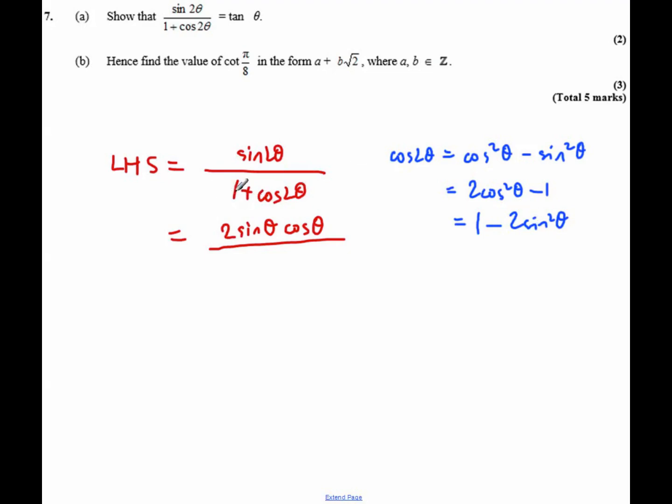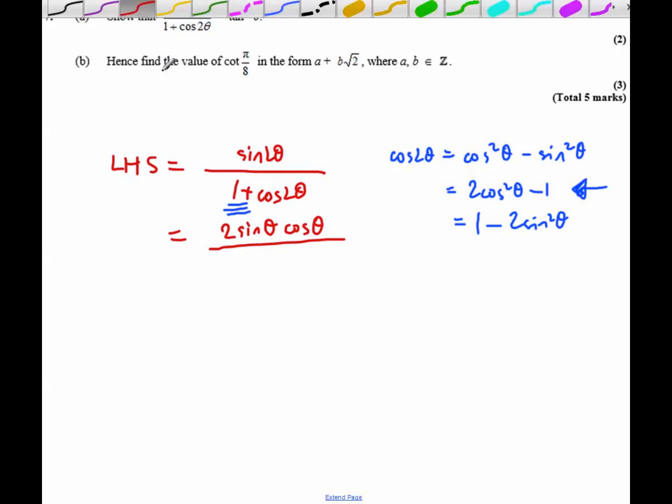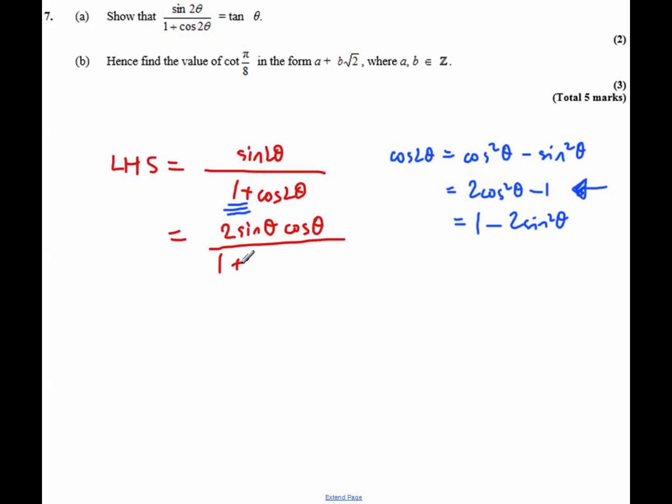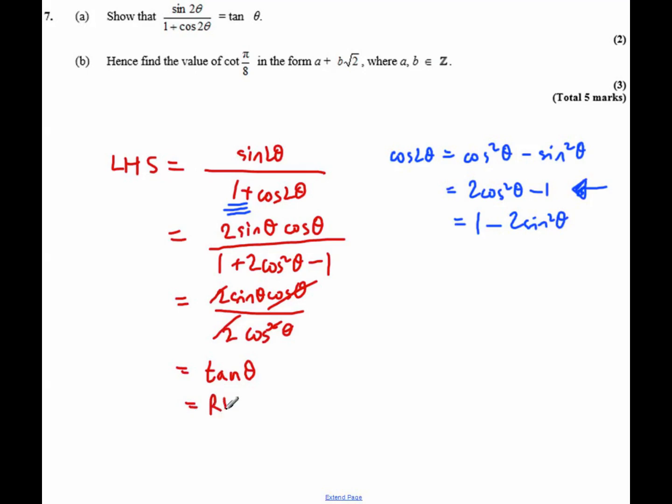Now if you look at this expression, there is a 1 plus on the bottom. So if we use the third one, then clearly we're deleting terms straight away because we're going to get 1 plus something minus 1, which is nothing. So it's worth using the second expression in the first place. 1 plus 2 cos squared theta minus 1, which is 2 sine theta cos theta over 2 cos squared theta. The 2s will clearly cancel. Cos theta gets rid of one of those, so we get sine theta over cos theta, which is tan theta, which is the right-hand side.